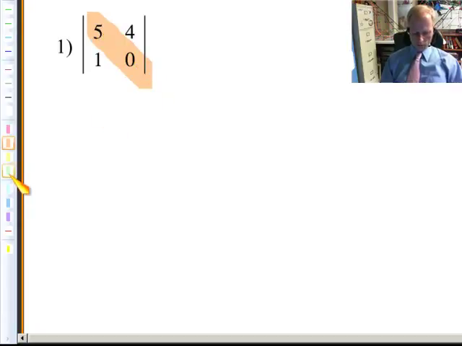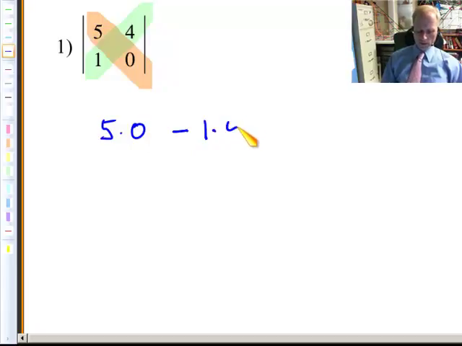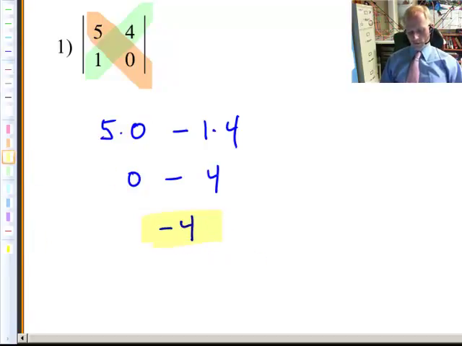You simply multiply the elements of that diagonal, the elements of that diagonal together, and you subtract the two products. So in this case, for this one, I'm going to get 5 times 0 minus 1 times 4. That gives me 0 minus 4, or minus 4. And that's all there is to it.